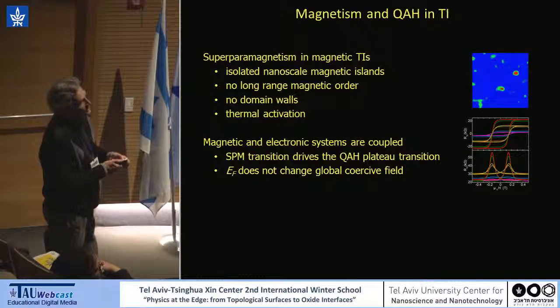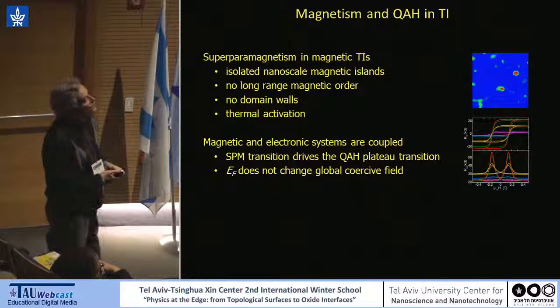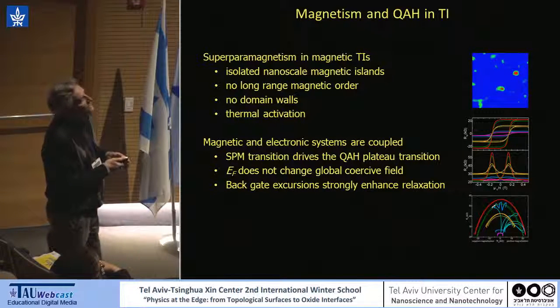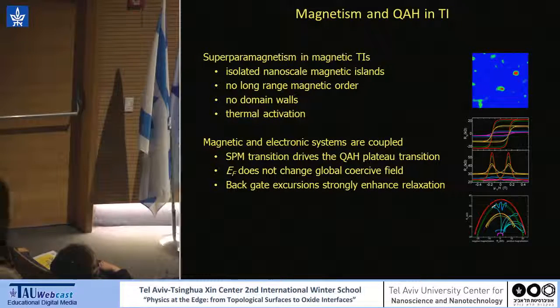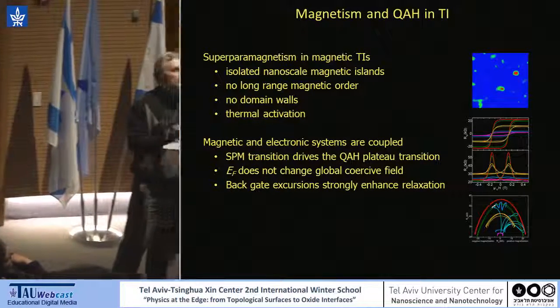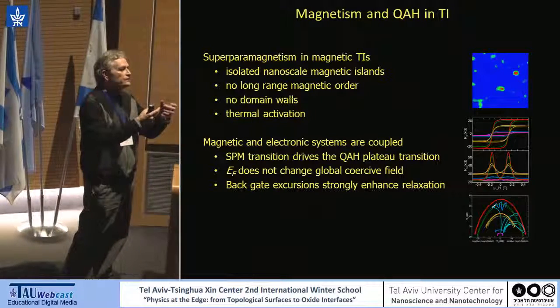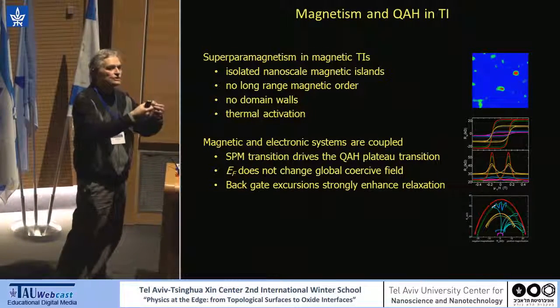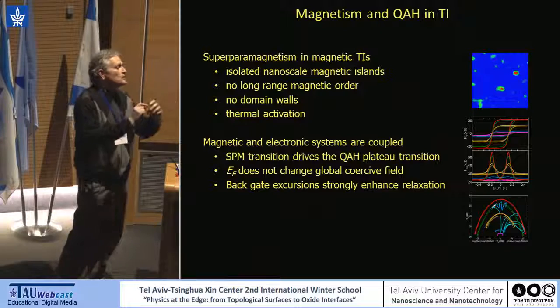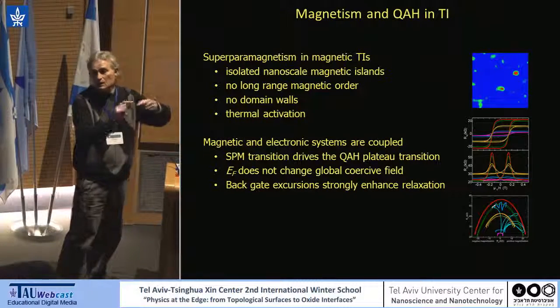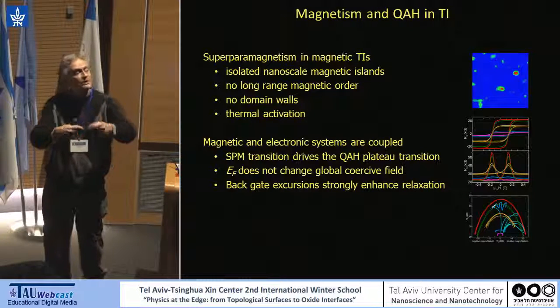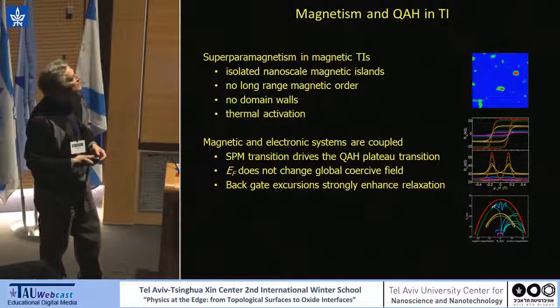The changing carrier concentration does not change global properties, but actually locally, it strongly enhances the magnetic relaxation. So if you think of these islands, somehow by changing the carrier concentration, we don't change them significantly, but somehow we change interaction between them. That's how we think about it, and then we help them, because you are in a tilted potential, so any distortion will pull you down the hill.